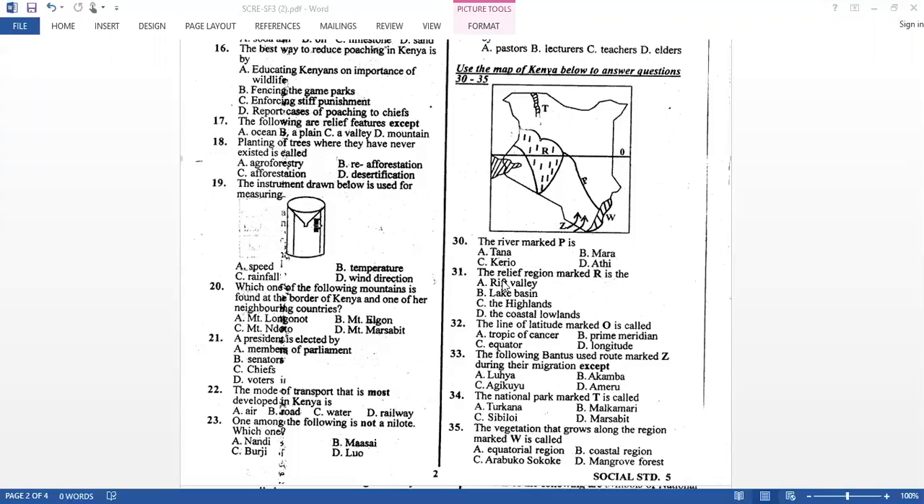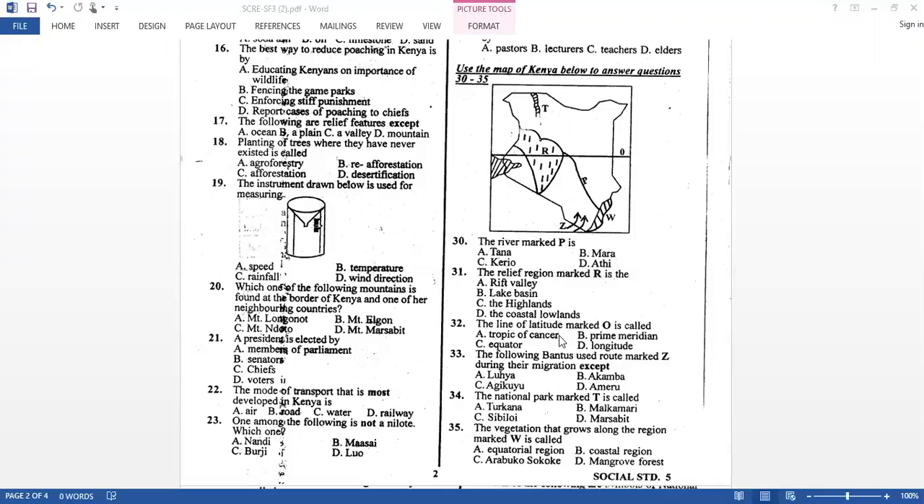Then 31 is asking us to find the relief region marked R. So remember, this area here is very fertile, making part of the Kenyan highlands. This is an area where they receive cool and wet climate, and therefore they can practice dairy farming. So this is the highlands part of Kenya. Remember, we have 5 relief regions in Kenya.